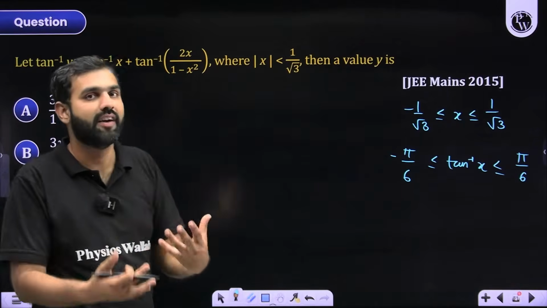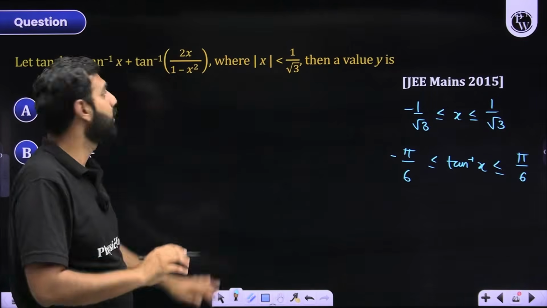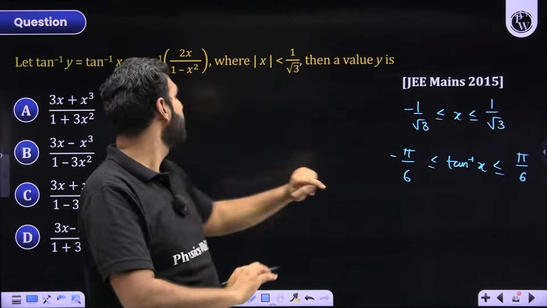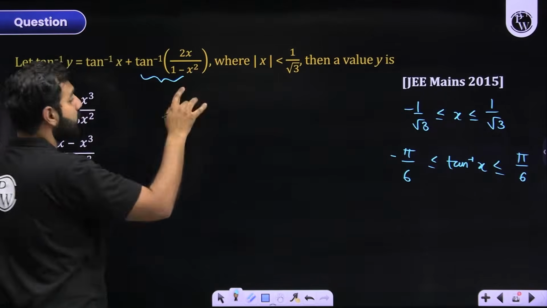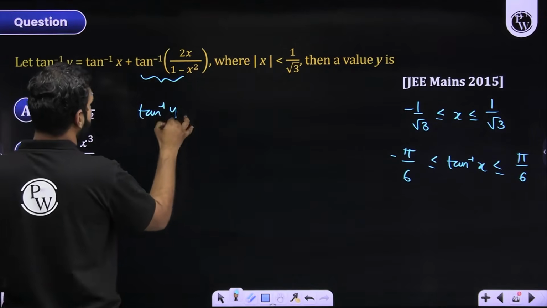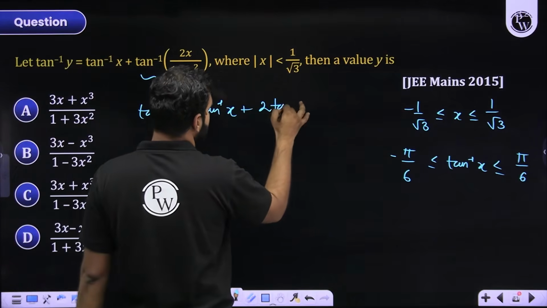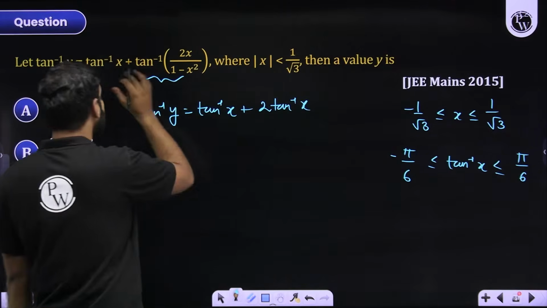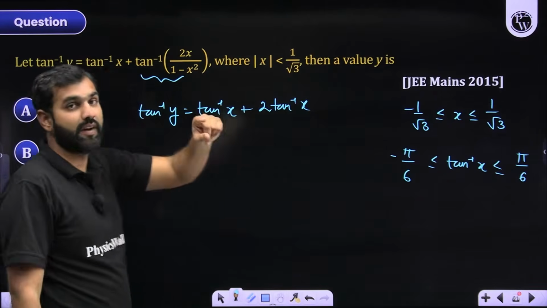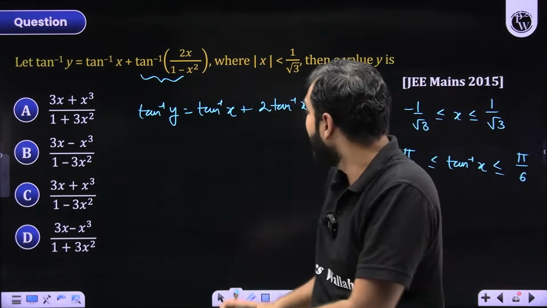Now, what more advantages can be brought here? We know tan inverse of 2x upon 1 minus x square. Do you remember that 2 tan theta upon 1 minus tan square theta is tan 2 theta, which means this entire expression is nothing but what? 2 tan inverse x. So I can write tan inverse y is equal to tan inverse x plus 2 tan inverse x. Did you get that? Even if you use the direct result, tan inverse x plus tan inverse y, which is tan inverse of x plus y upon 1 minus xy, that can also be used, but I'm trying to keep it even simpler.